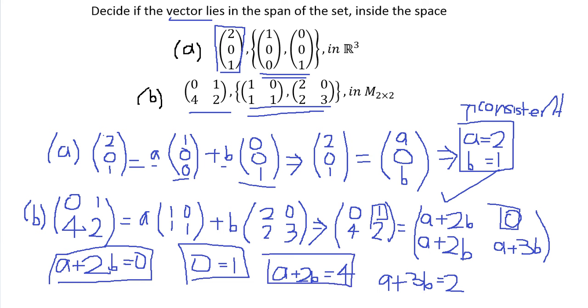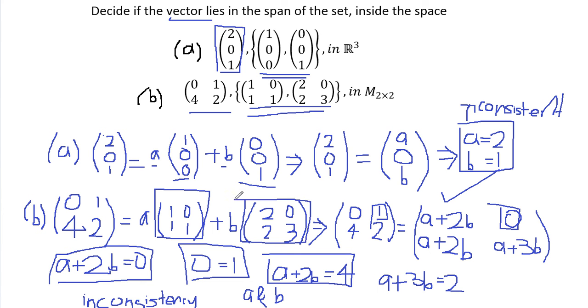So because of this inconsistent equation, you get inconsistent values of A and B. Therefore, the vector cannot be expressed as a linear combination of these two vectors here, and hence we can conclude that the vector does not lie in the span of this set inside the space.